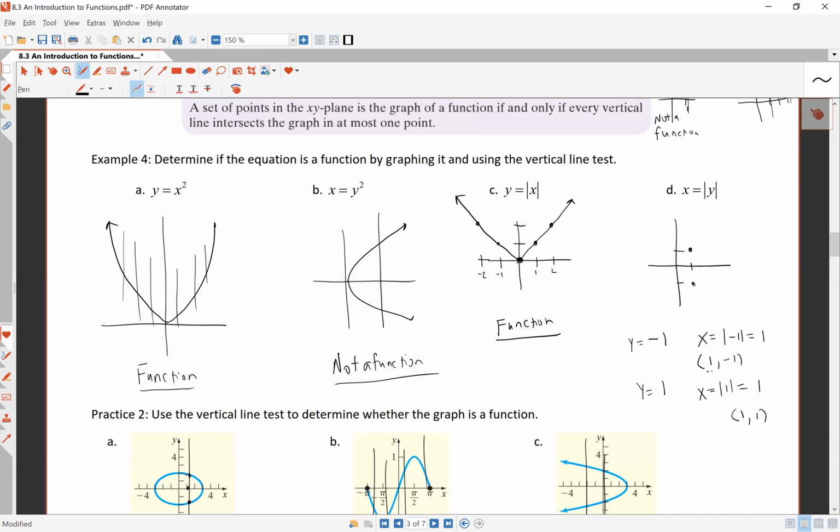We have the x value of 1 that corresponds to two different y values. This is a V graph that opens to the right. And so this is not a function.